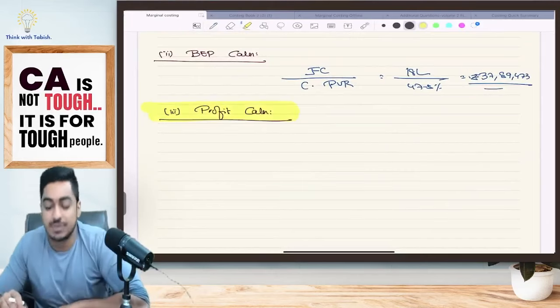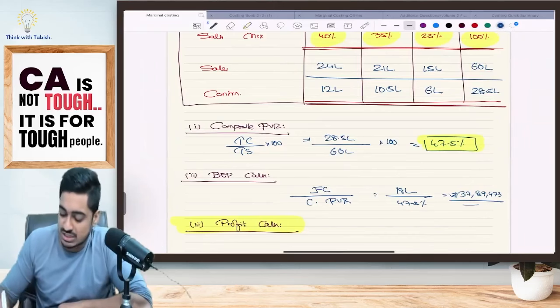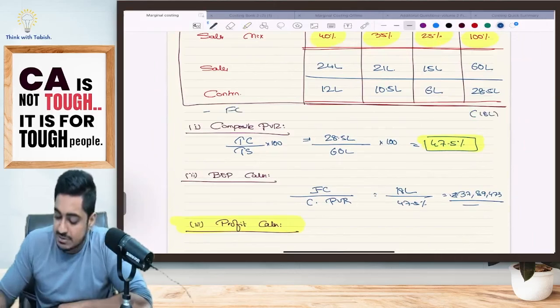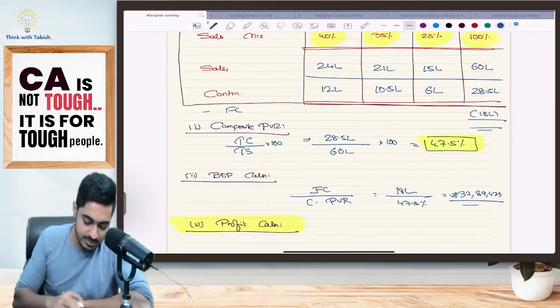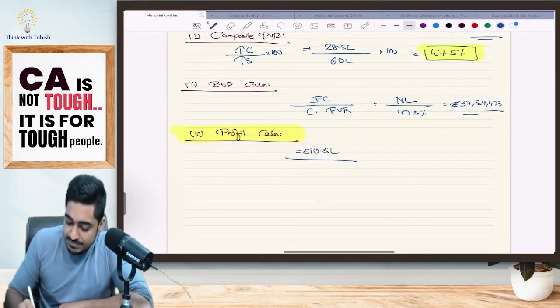But sir, why profit? Pay attention. Now tell me, students, total how much contribution I had? 18.5 lakh. In that how much fixed cost I have to pay? 18 lakh fixed cost I have to pay. That means ultimately how much profit will be there? The total 28.5 I had. In that 18 fixed cost I paid. That means I will be left with 10 lakh 50,000 profit. Yes or no, everyone? Yes, sir.